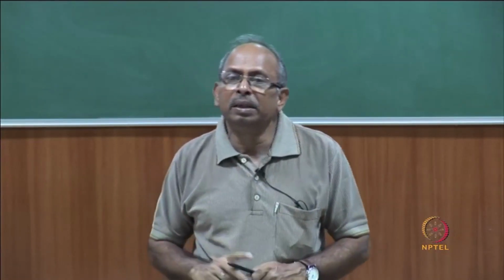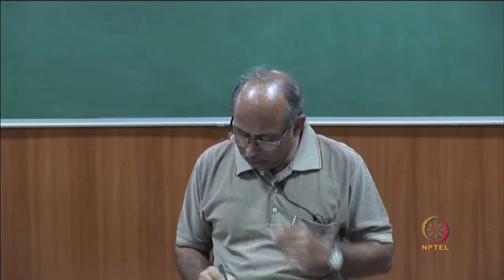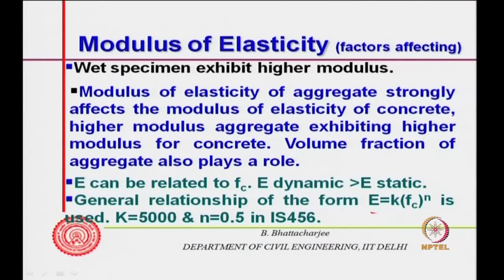And the general empirical relationship people have found for modulus of elasticity is E is a function of k into cube compressive strength to the power n. And IS 456 2000 for design uses this f c as f c k, characteristic strength, and n as 0.5. So, E can be written as 5000 under root f c k. It is meant for design. So, this is actually a conservative value.